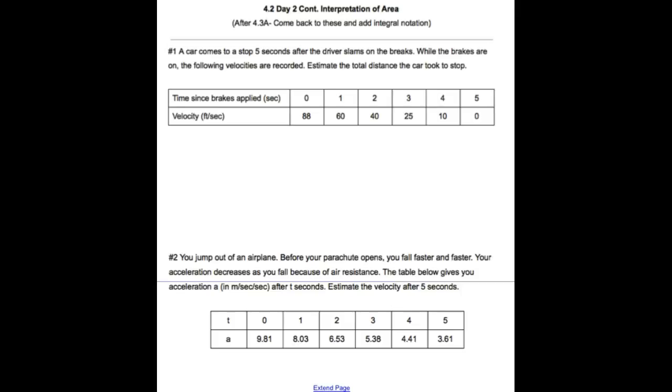So what we've got is a car coming to a stop 5 seconds after the driver slams on the brakes. As he slams on the brakes, his velocity, so you can see he's slowing down because he hit the brakes. And we're estimating the total distance. This would be like the length of a skid mark created when he does that, maybe like in a crime scene analysis. So what I'm going to do here is, let's do a right rectangular approximation, also called a right Riemann sum, and let's do a trapezoidal approximation.